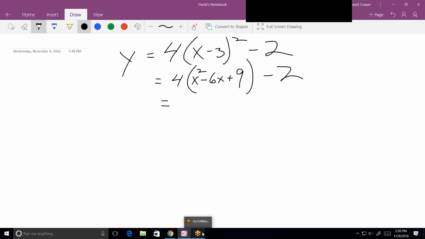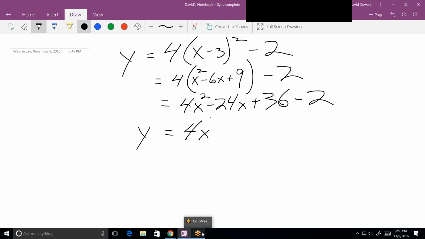To distribute the 4 to everything in the parentheses. Okay, so that'll be. And finally, the last step. Subtract 2 from 34. And there you go, standard format. In other words, standard format's the easiest one to put everything in. Even if I started with intercept format, where it was x minus p times x minus q, just multiply them all together and you end up with standard format.